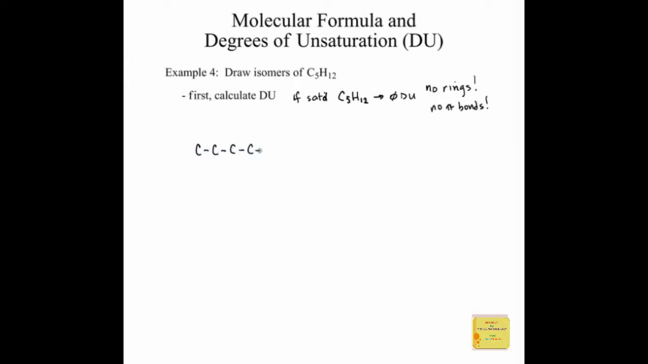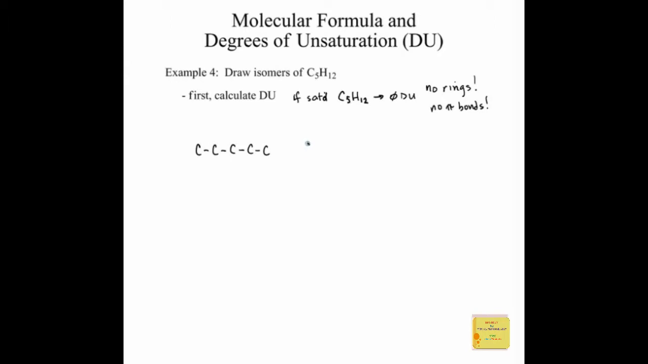So let's deal with our 5 carbons. How can we put them together? One way is to connect them all in a straight line. Okay, this would be one isomer of C5H12. I know that when I fill in the hydrogens, I'll have 12. I don't need to do that initially while I'm working this problem.